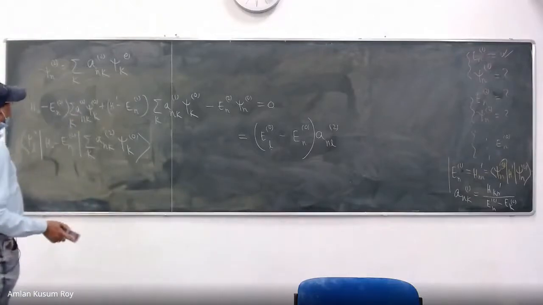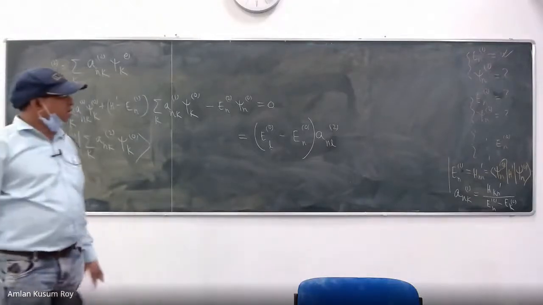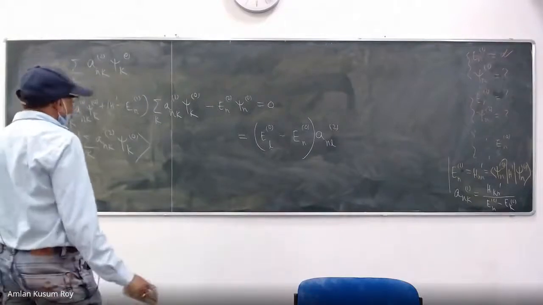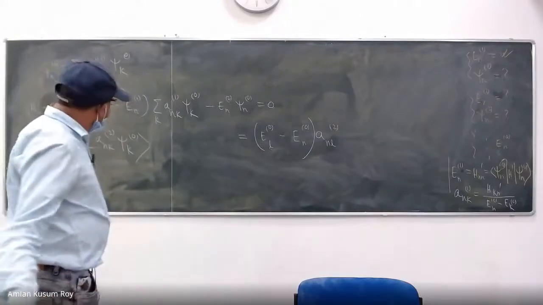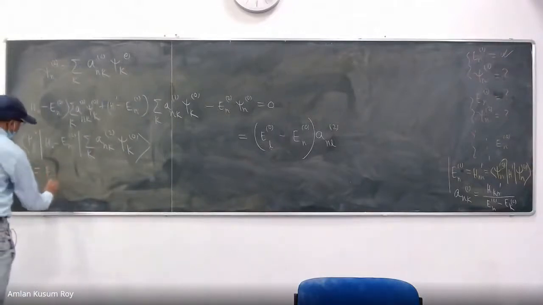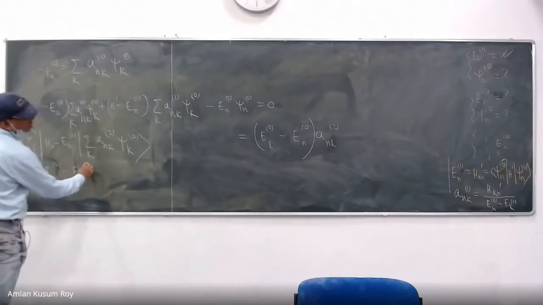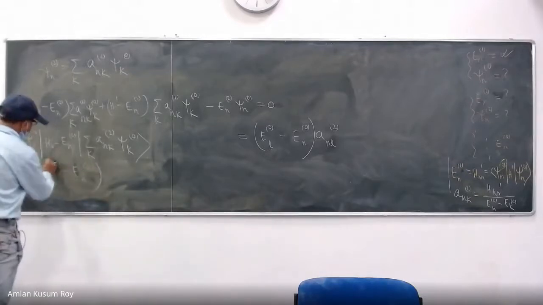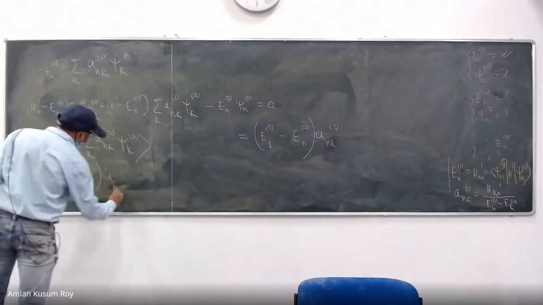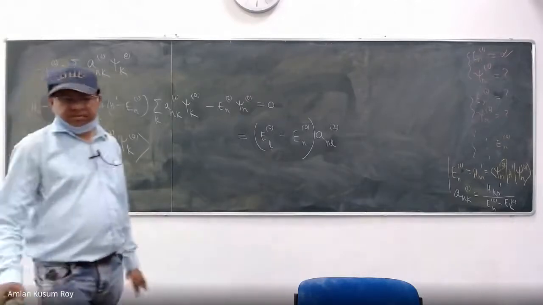Okay, so that was this guy. So this becomes, let us write it here: (E_L^0 minus E_N^0) A_NL^2. That's fine.